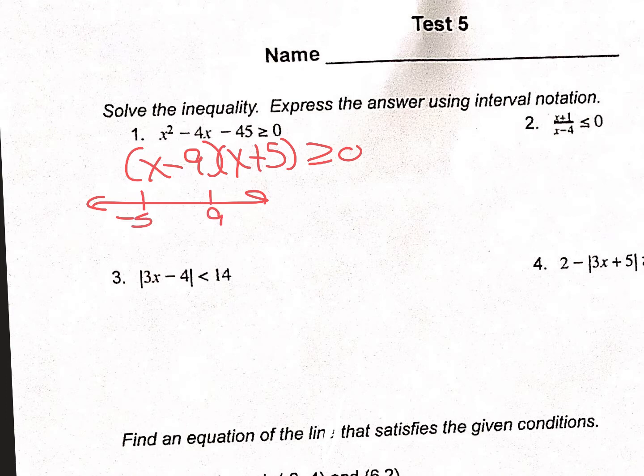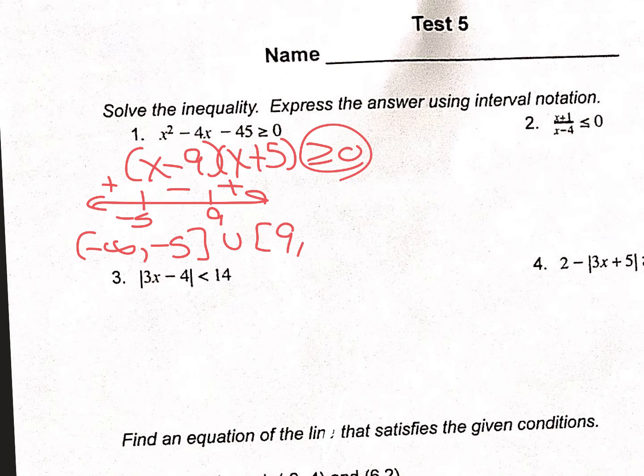Remember, we always plug in 100 there, which is, if you do 100 in the first and second parentheses, you get positive times a positive, which is positive. That means that's minus. That means that's plus. We're looking for the pluses because it says greater than 0. So it would be from -infinity to -5 with a bracket, union 9 to positive infinity. That's all you got to do in that one.